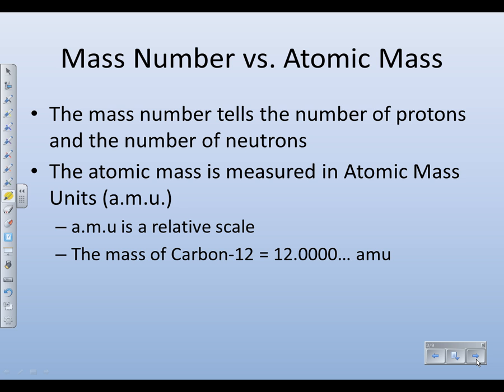The one thing that makes this scale a little different is that we're not calling our standard 1. We're calling it 12. Exactly 12. The carbon-12 atom we call exactly 12, and then we compare all the other atoms to that. Good so far? Okay, let's see how this all works.